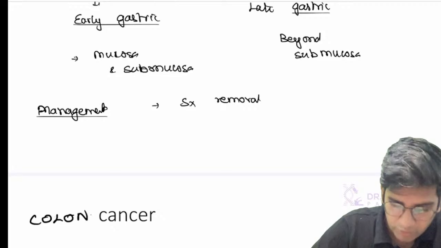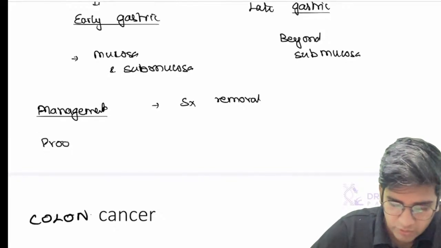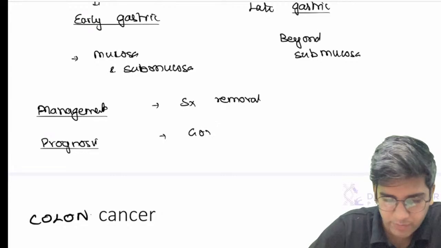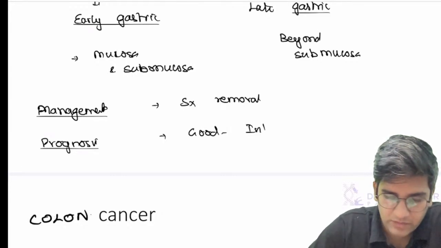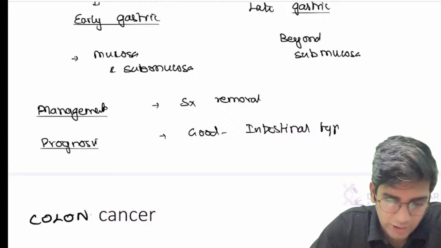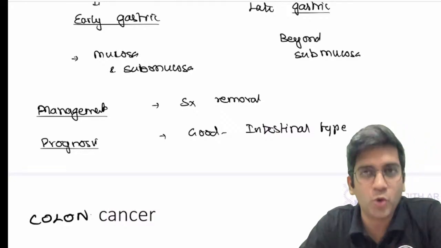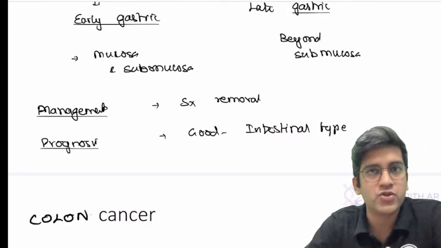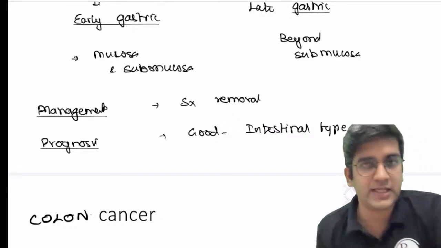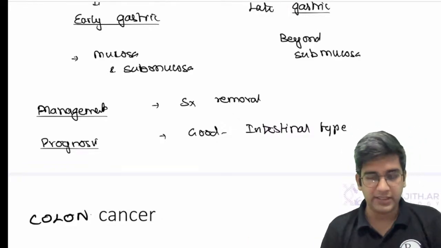Second, prognosis. Which will have a better prognosis? Intestinal type will have a good prognosis by default. Because diffuse gastric cancer can definitely spread a lot. It can go and involve the ovary. It can present as Krukenberg's tumor, right? So intestinal type gastric cancer has a better prognosis compared to your diffuse type of gastric cancer. That will end the story of gastric carcinoma.